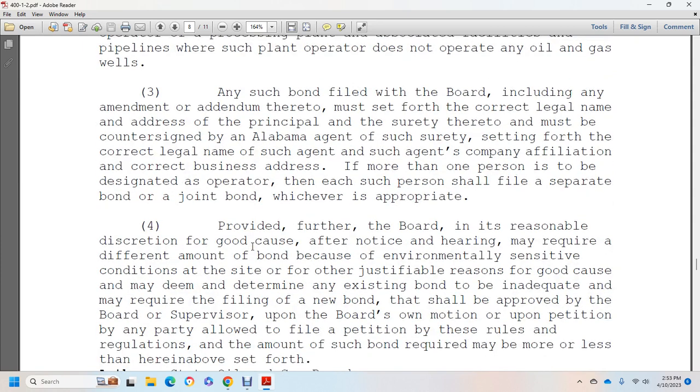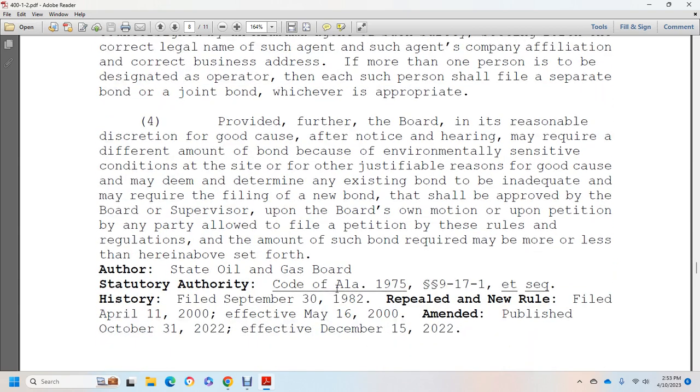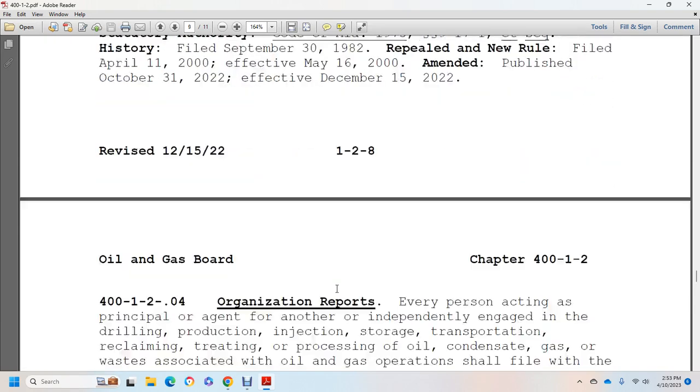At the discretion of the board, after notice and hearing, it may require a different amount of bond to cover environmental sensitivity conditions at the site or other justifiable reasons. For good cause, the board may deem an existing bond to be inadequate and may require the filing of a new bond, on the board's own motion or upon petition by any party allowed to file a petition by these rules and regulations. The amounts for the bond required may be more or less than set forth here.